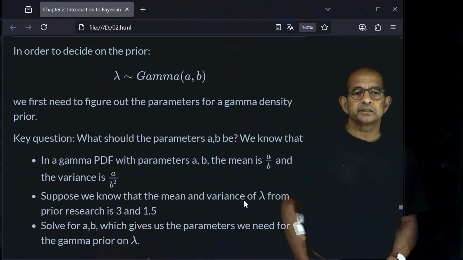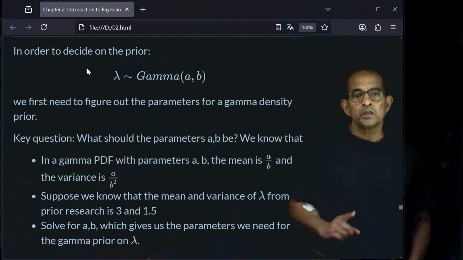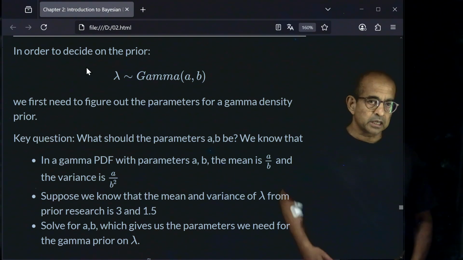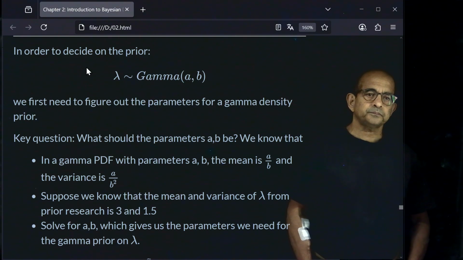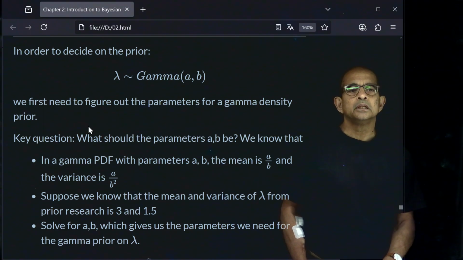Okay, so coming back to our main goal, we have to decide on this prior. That's our current problem. We have a Poisson likelihood. The Poisson likelihood takes the lambda parameter, and we're going to now figure out the hyperparameters a and b of the gamma distribution. So how do we do that?